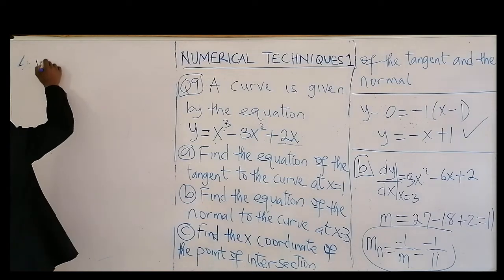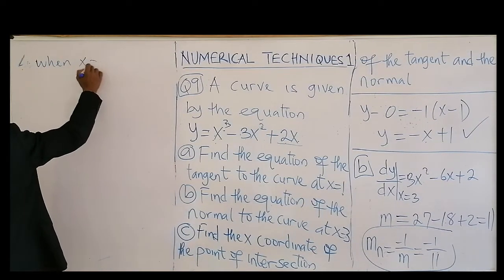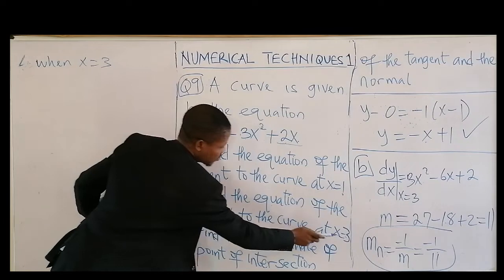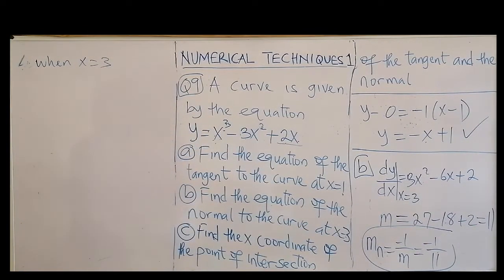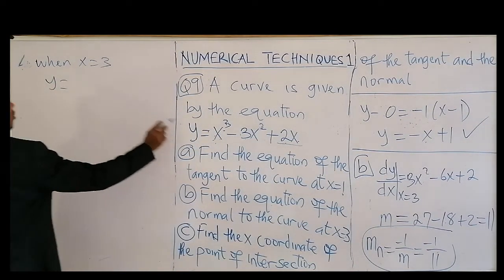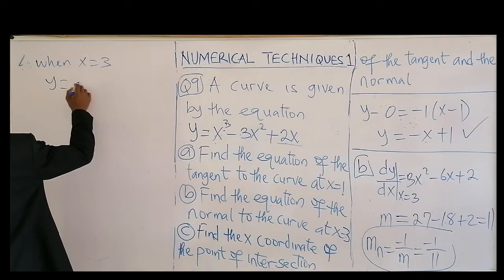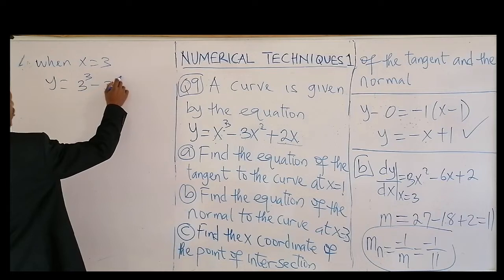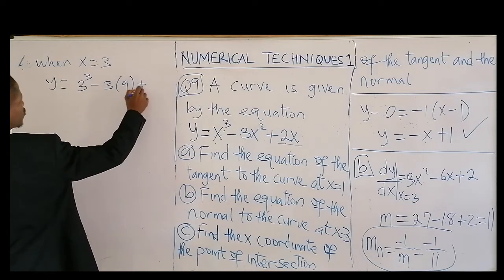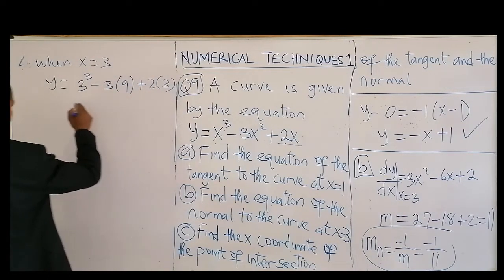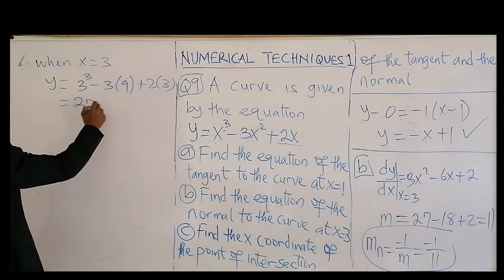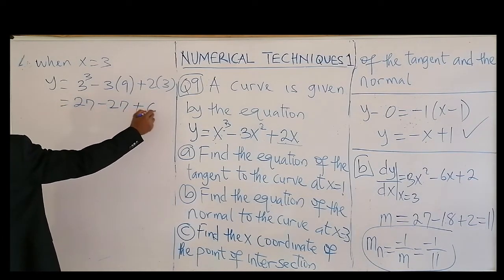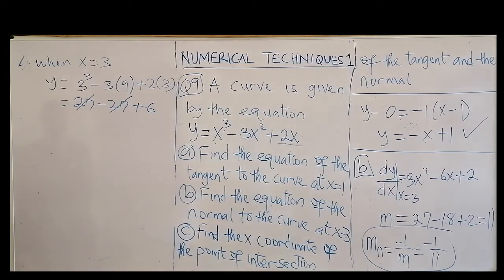Then we need to do something also. When x is 3, let's get the corresponding y value when x is 3. Which will be equal to what? Y equal to, plug in here, that will be 3 cubed minus 3 times 3 squared, that's 9, plus 2 times 3. And this will give us 27 minus 27 plus 6. So the coordinates will be (3, 6).